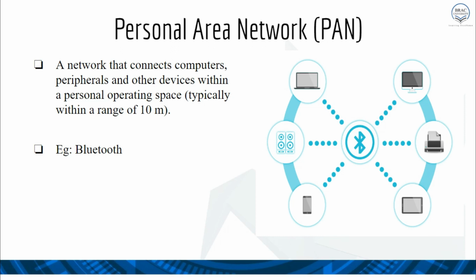At some point in your life, you have obviously used Bluetooth to transfer data or photos from one mobile to another, right? That's a communication establishment in your personal area. So that is an example of personal area network. A network that connects computers, peripherals, and other devices, which may be mobile phones, printers, etc., within a personal operating space is called the personal area network. Then wireless keyboards and gaming consoles like your PS4 are also examples of personal area network.